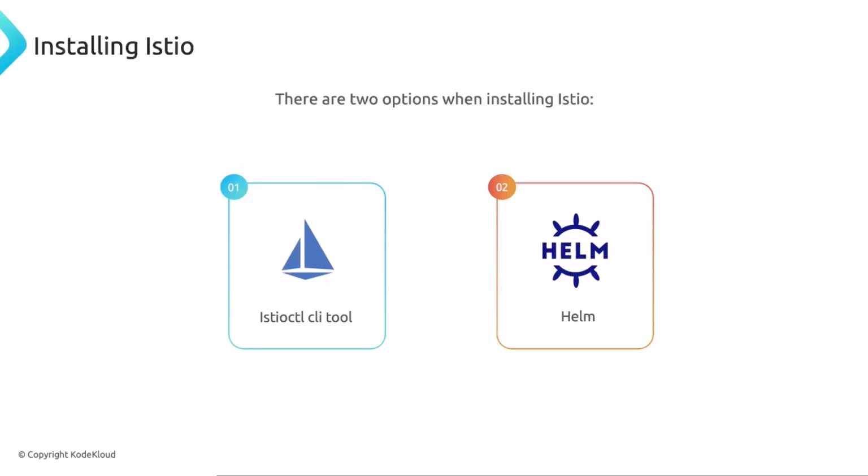I'm going to go with the Istio CTL, but it's worth knowing how to install Istio with Helm, because if you're using it in production, you probably want to use Helm. You're not going to be using Istio CTL to install that.